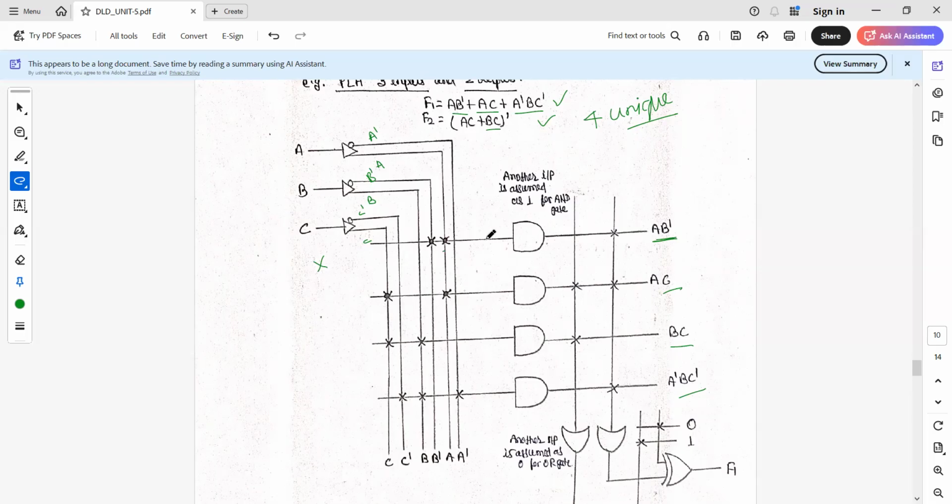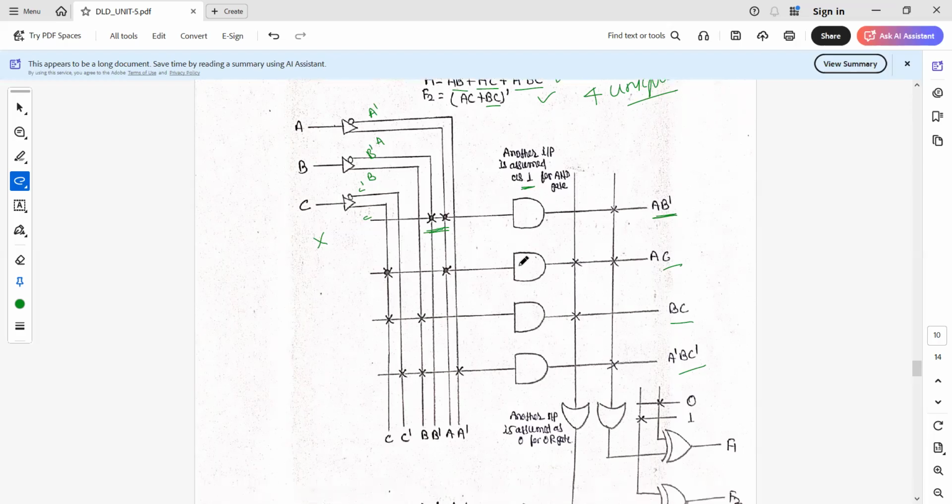Sometimes maybe we have 3 input AND gates or 4 input AND gates. In this case, we have given only 2 inputs, A and B dash. So the remaining 2 ports are assumed to have input 1 in case of an AND gate, since in case of an AND gate, if any input is 0, the output will be 0. So that's why all the unused inputs would be high.